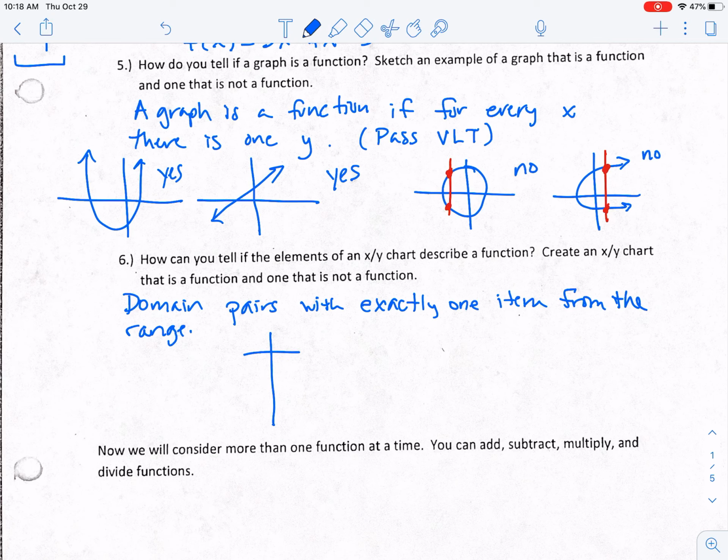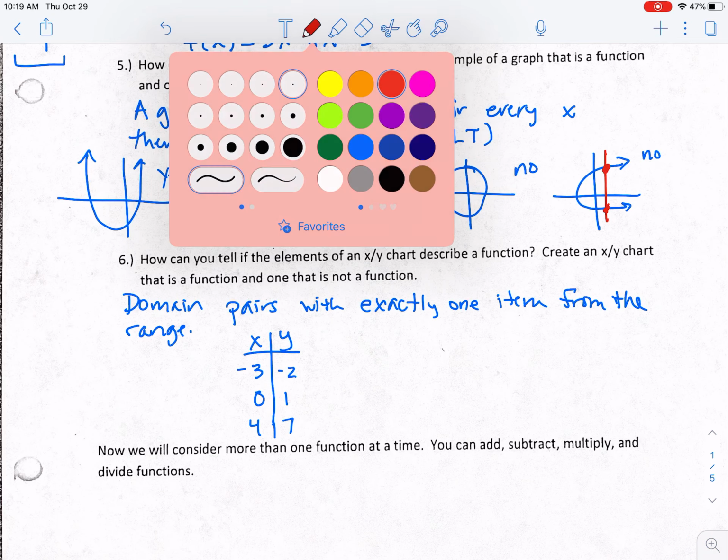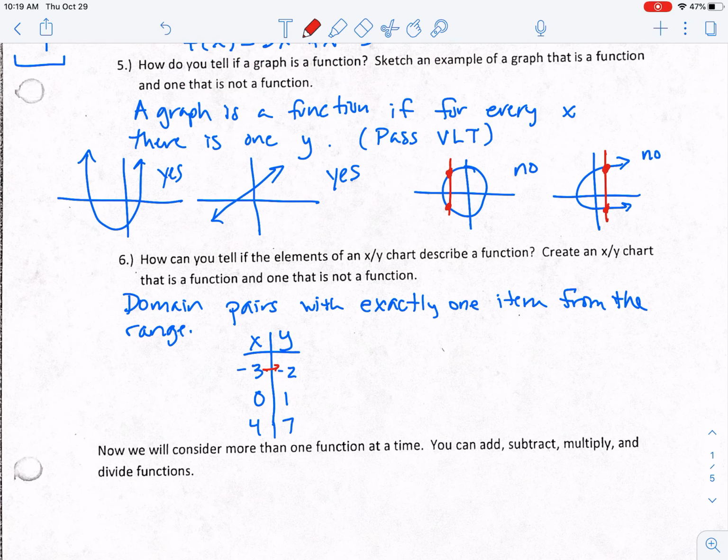So let me give you a table of values here. Let's say I have the points (-3, -2), (0, 1), and (4, 7). -3 maps to -2. 0 maps to 1. 4 maps to 7. Notice, for every x value, it maps to only one y value.